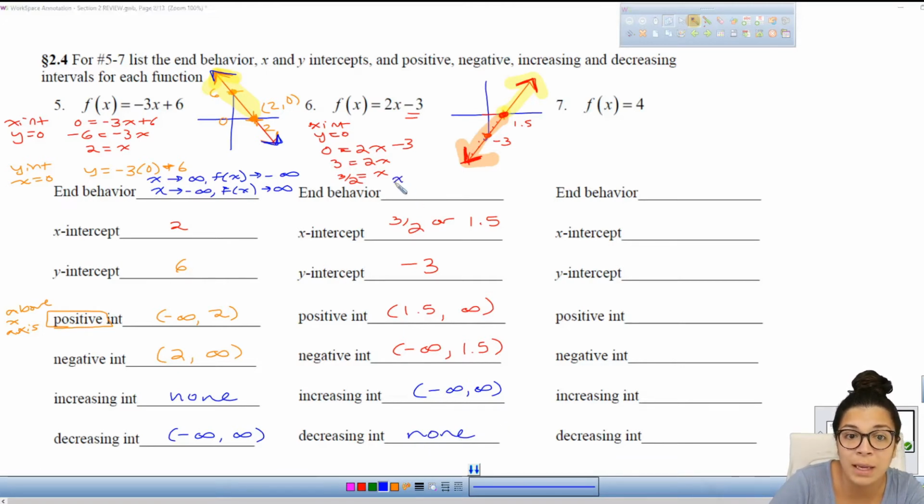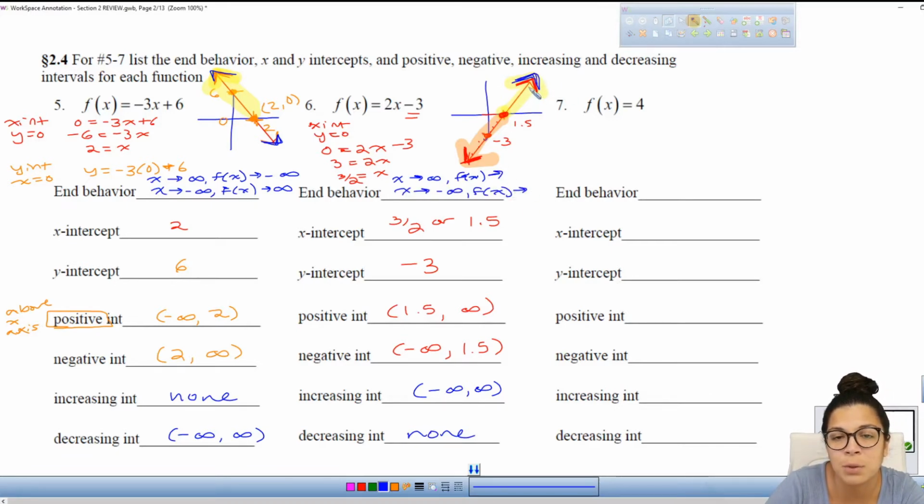Let's go ahead now and do the end behavior. So as x approaches +infinity, we have to write what happens to the y value f of x. And as x approaches -infinity, what happens to the y value f of x. So on the right hand side, we see that the arrow is pointing up. So as the x values increase, the y values also increase to +infinity. And then on the left hand side, as the x values decrease, the y values also decrease to -infinity.